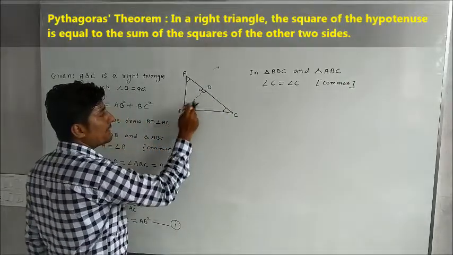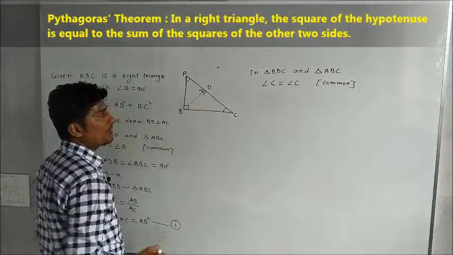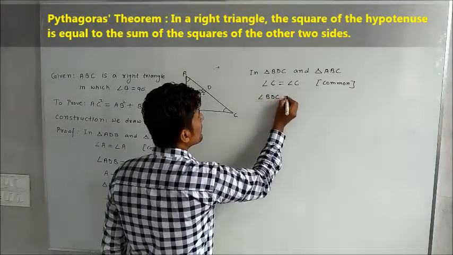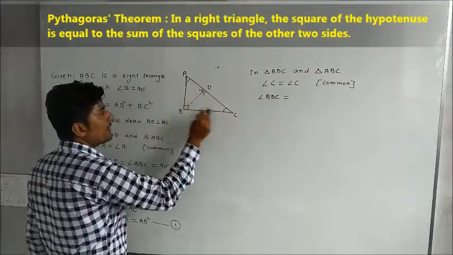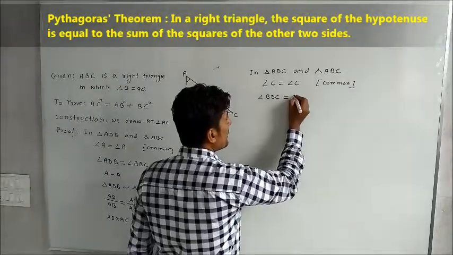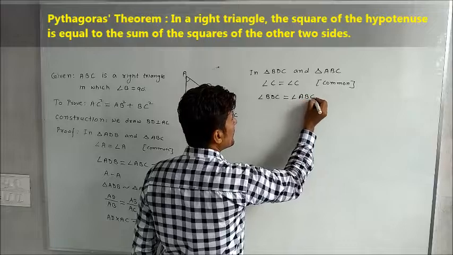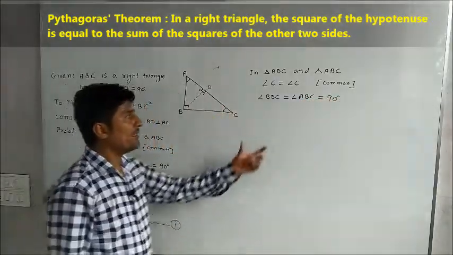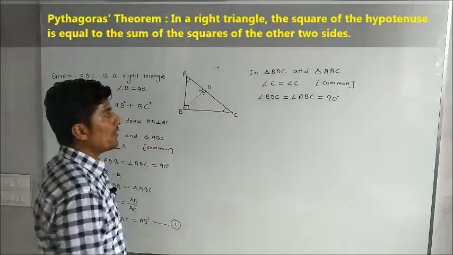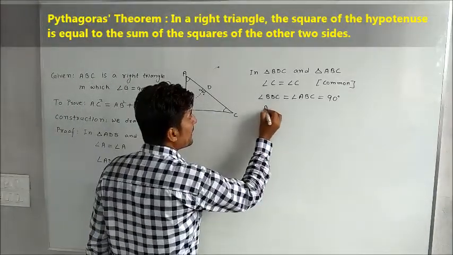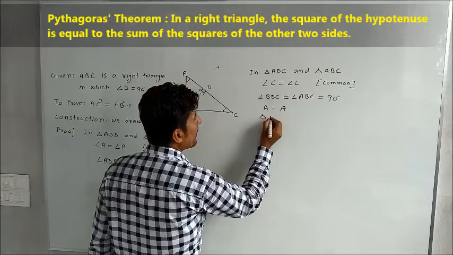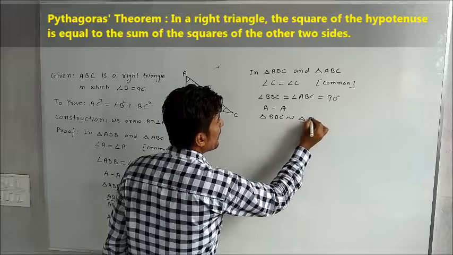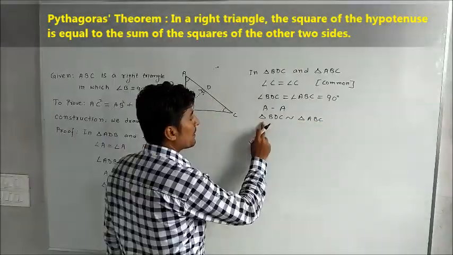Next, in triangle BDC, the measurement of this angle is equal to 90 degrees. So we can write here, angle BDC is equal to angle ABC of triangle ABC. The measurement of both the angles is equal to 90 degrees. That's why both the angles are equal. Now again here also by AA we can say that triangle BDC is similar to triangle ABC.